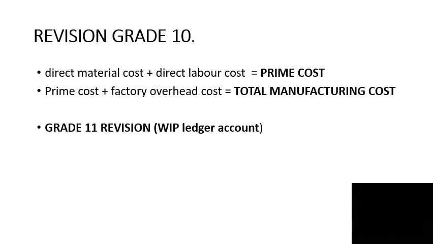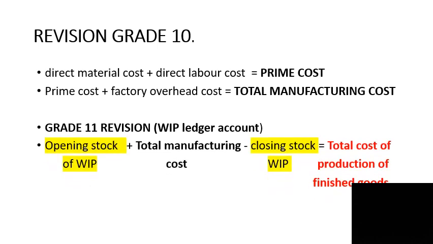After balancing this account, we had to come up with an amount which we recorded as finished goods, showing that we are transferring this amount to the finished goods stock account. But the same amount that we recorded as finished goods stock account was the total cost of production of finished goods. So we want to revisit the formula of the work in process ledger account.